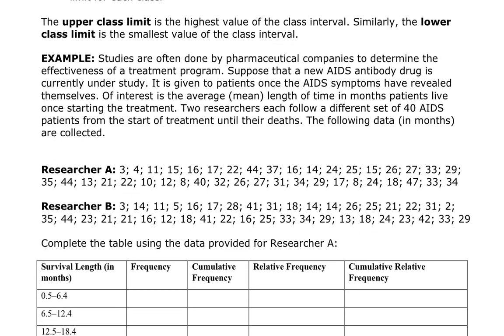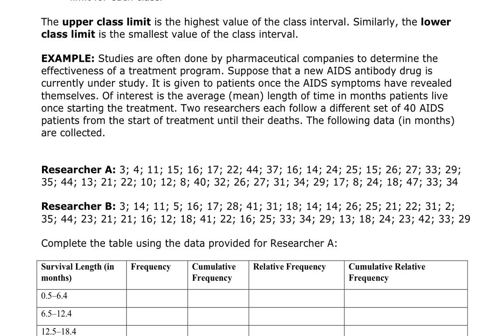We have this study that's done by a pharmaceutical company, and they want to determine how effective their treatment program is. So they're going to be testing an AIDS antibody drug. They're going to give it to the patients once the AIDS symptoms have been revealed, so once they started showing symptoms. Of interest is the average, the mean length of time the patients live once starting the treatment. My assumption is that they're trying to prolong people's lives.